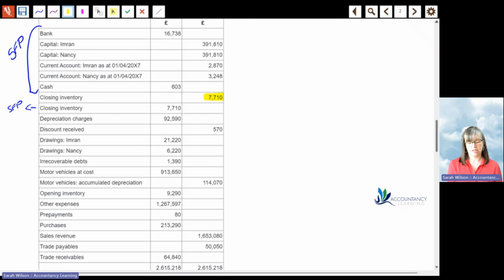And the next one that we've got is depreciation charges. So depreciation charges are an expense to the business. We've got discounts received, which is where we've been given a discount by a supplier, so it's kind of like a form of income. So that's also going to be on our statement of profit or loss. And then these next few here are the drawings, which will be on the statement of financial position, so we don't need to worry about that. And then we've got irrecoverable debts, and that's going to be the cost to the business of writing off any particular debts.